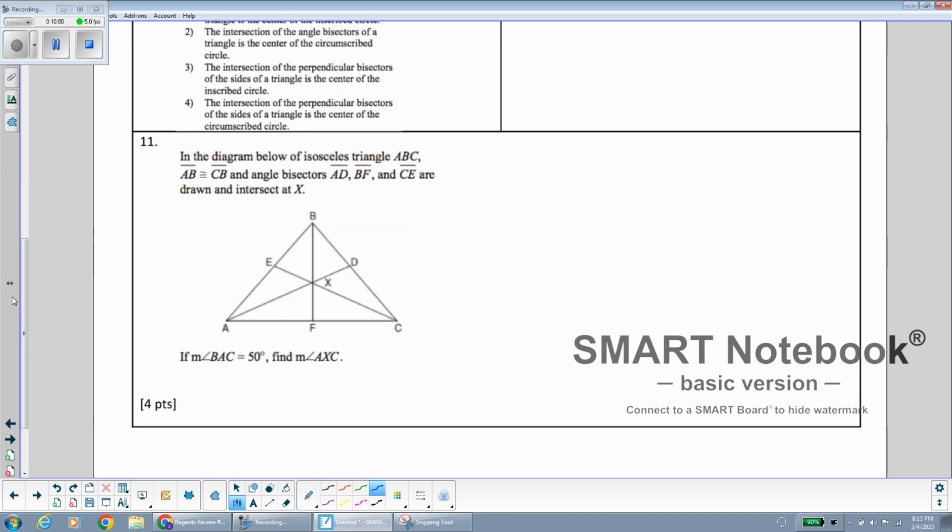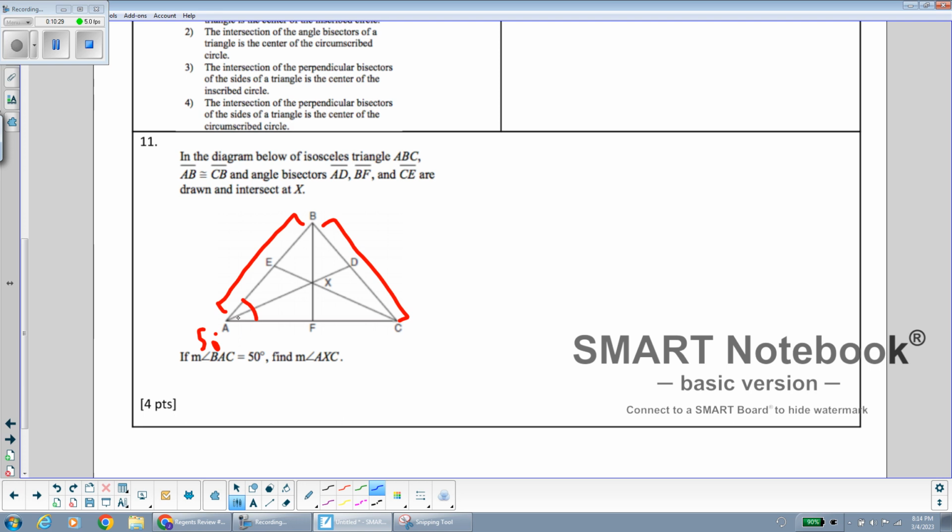Okay, I don't think there was anything in that spot. So let's take a look over here. What we know is that the triangle itself is isosceles. So two equal sides, remember that also means two equal angles. That might be important. We know that AB is congruent to CB and that all these segments here are angle bisectors. So they're splitting the angles in half. So they're telling us that angle BAC, this whole angle here, is 50 degrees.